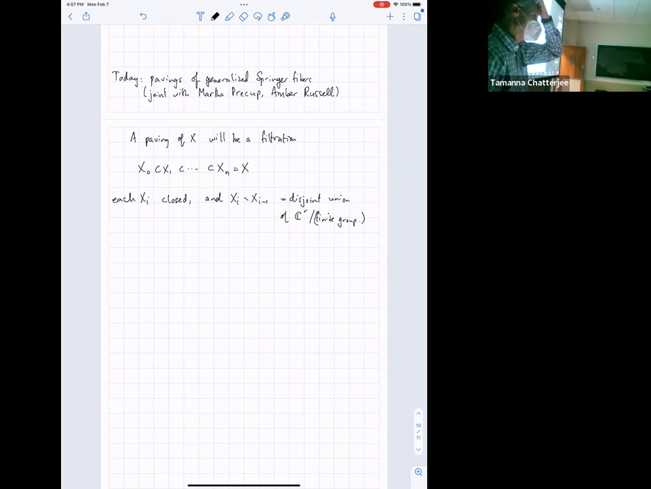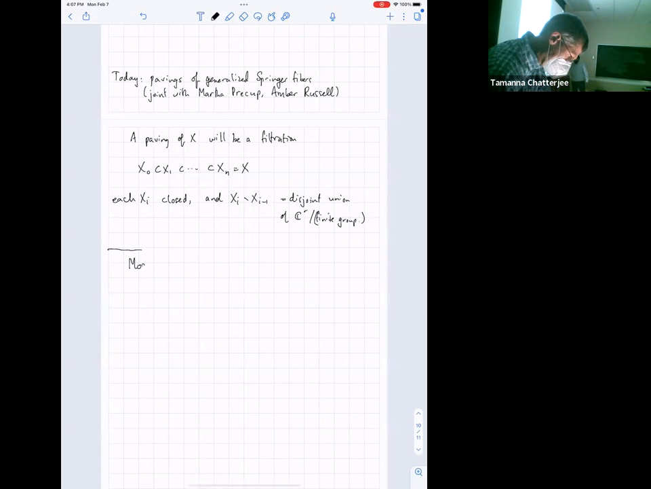So I won't recall at this instant the generalized Springer fiber. I'm just going to talk about regular Springer fibers for a moment. For more than a moment. So most of the talk, or a good part of the talk, will be pavings of Springer fibers.